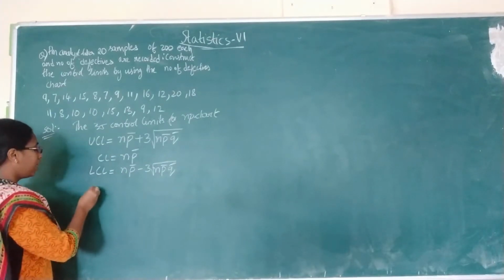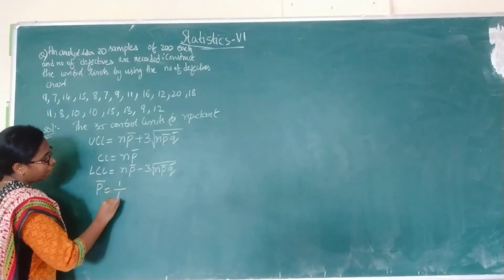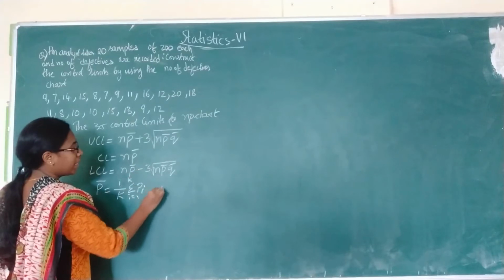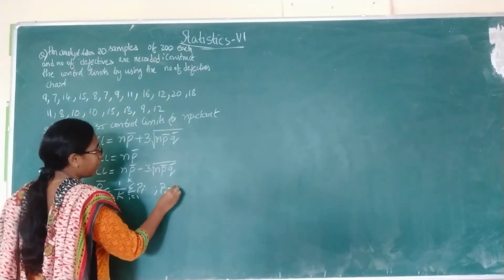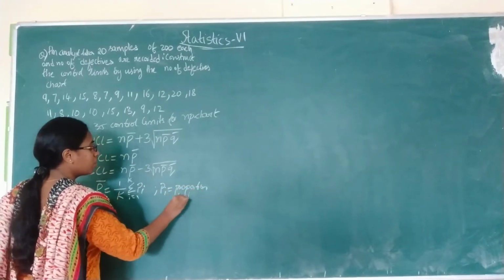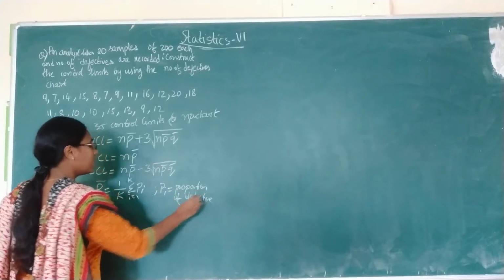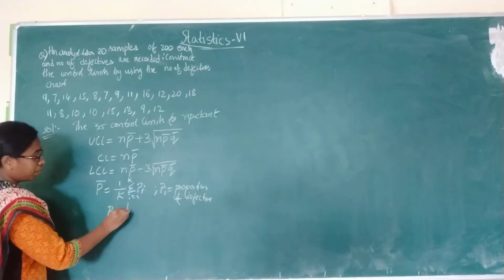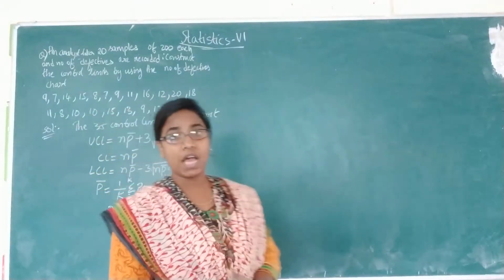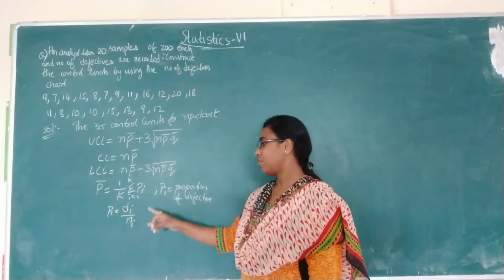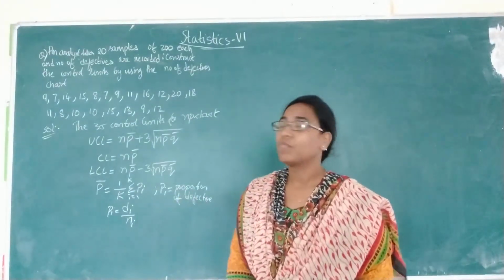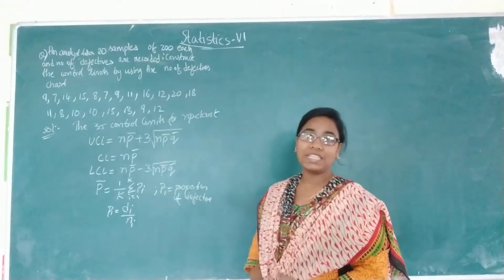Now what is the p bar value? p bar equals 1 by K summation i equals 1 to K of pi. What is pi here? pi is the fraction, that is, the proportion of defectives. So what is the pi value? pi equals Di by Ni. Here only the defectives are given, so by using those defectives we have to calculate the pi's, and after calculating pi we will be getting the p bar. But in the graph we are going to plot only the defectives.